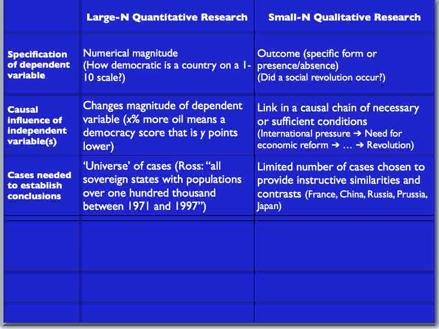Small-N researchers don't feel that they need to specify the scope of their theories so broadly. They use a limited number of cases chosen to provide instructive similarities and contrasts. This is a list of the cases that Skocpol uses.